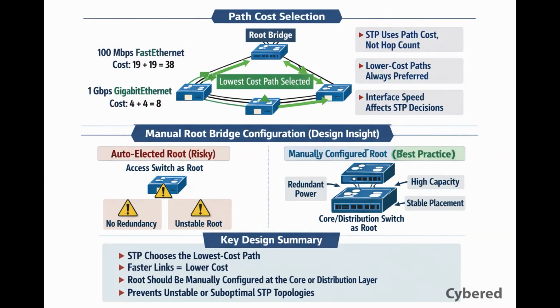Spanning tree also uses path cost to select the best route to the root bridge. Lower cost paths are preferred, with faster interfaces having lower costs. For example, Gigabit Ethernet is preferred over Fast Ethernet.